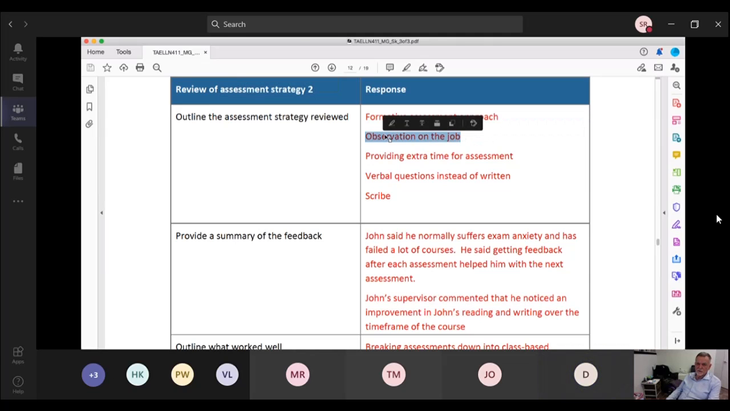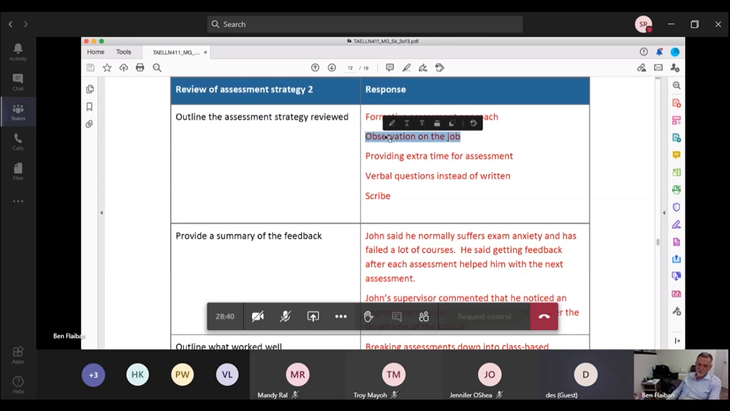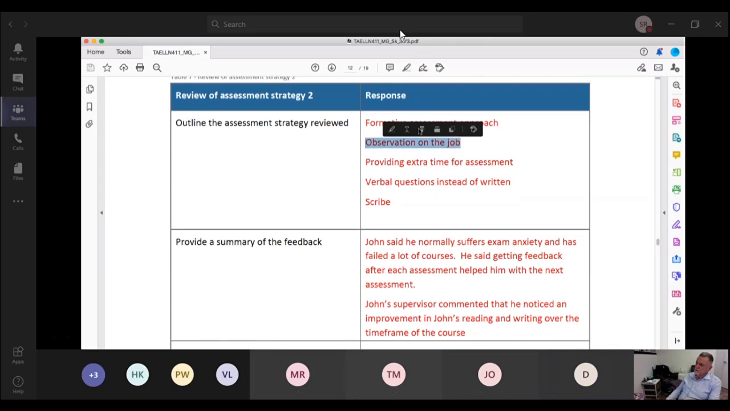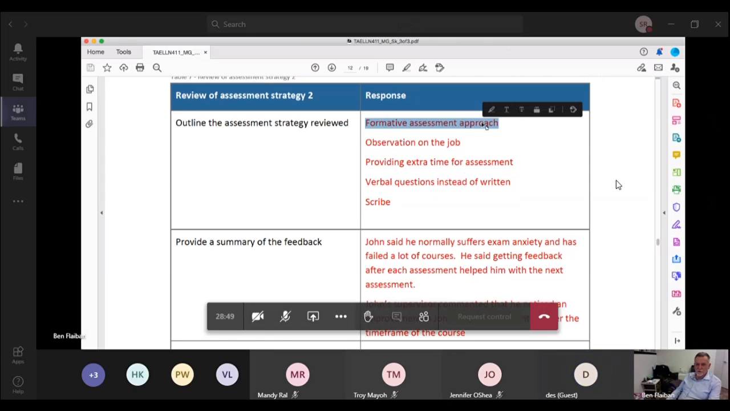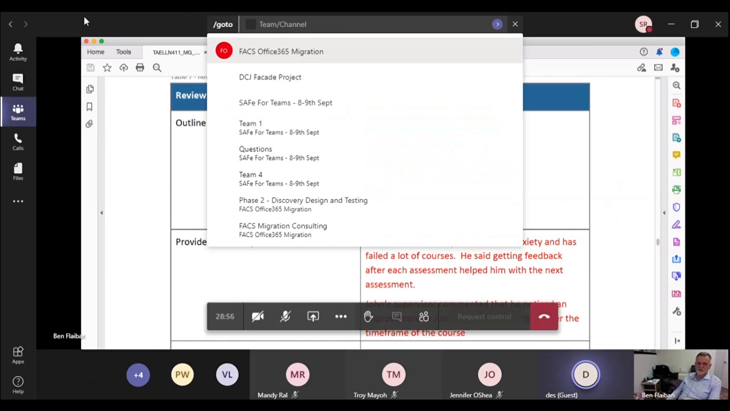So you're not just watching and making a judgment, then walking away. You're actually observing and providing feedback progressively. You're delivering the learning in chunks and evaluating their performance at the end of each section. And you're asking verbal questions rather than formal written replies.